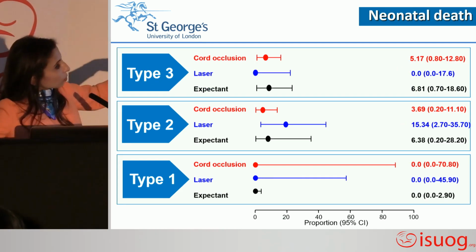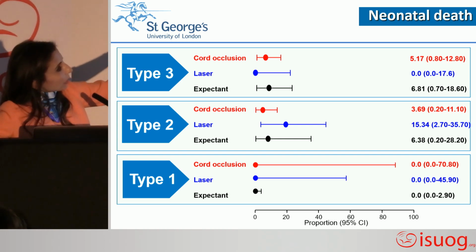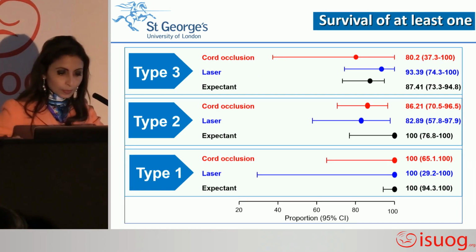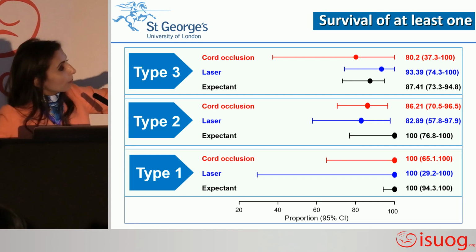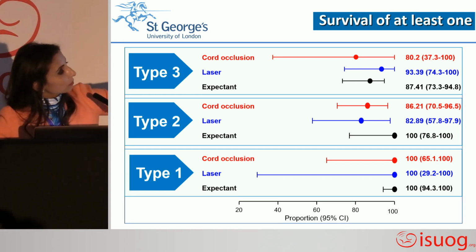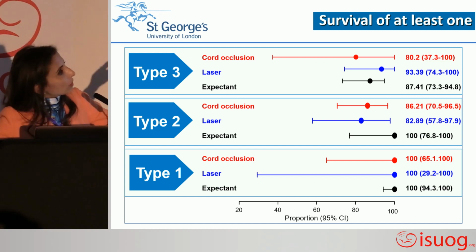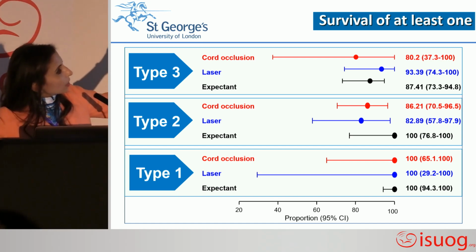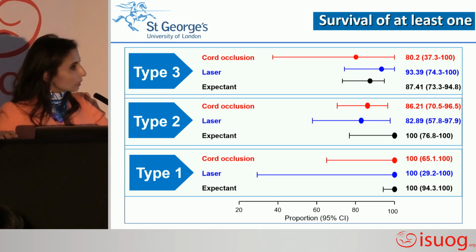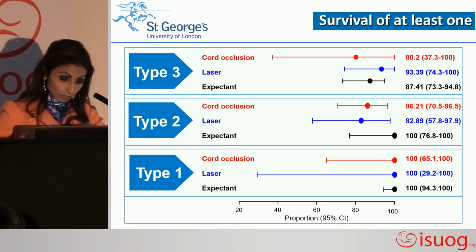What about neonatal deaths? Again, it's very low in type 1, and in type 2, you see that laser is associated with a higher risk of neonatal deaths. Survival of at least one baby, again, is very high in type 1. Based on this data, you cannot justify doing any active fetal intervention in type 1, just expectant management. But it also shows that the survival of at least one baby, even in type 2, is quite high, regardless of the intervention.